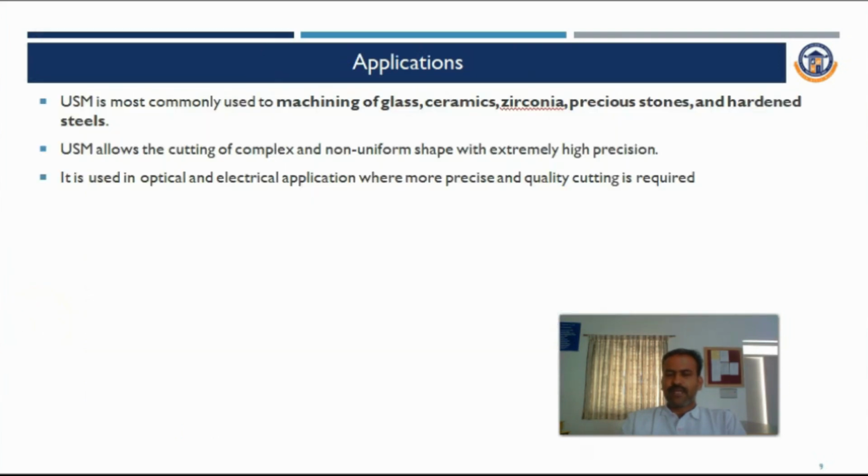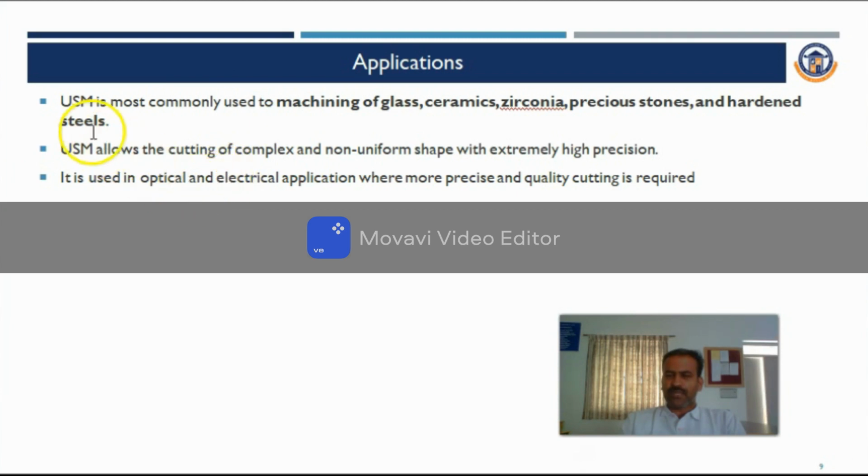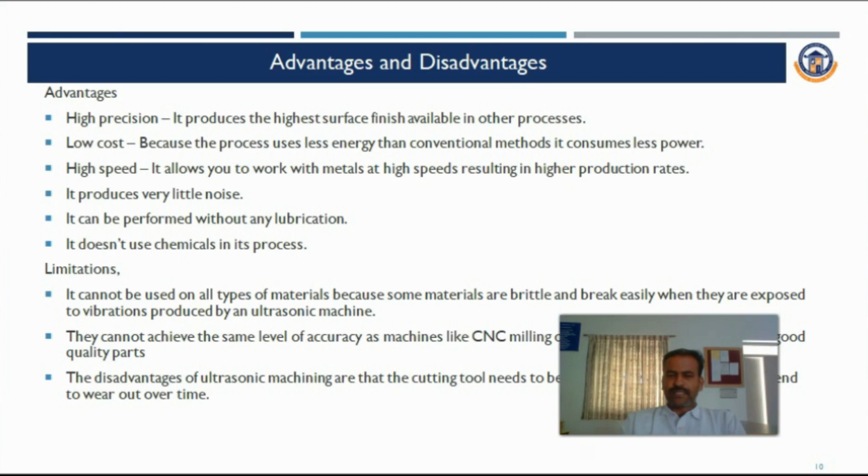Then applications. The ultrasonic machining process is most commonly used for machining glass, ceramics, zirconia, precious stones and hardened steels. The ultrasonic machining process allows the cutting of complex and non-uniform shapes with extremely high precision. Then advantages and disadvantages.